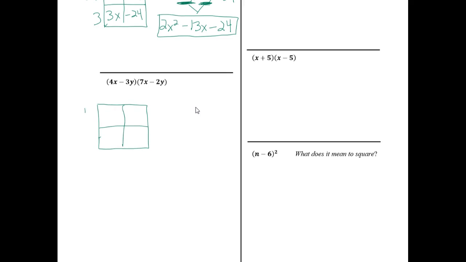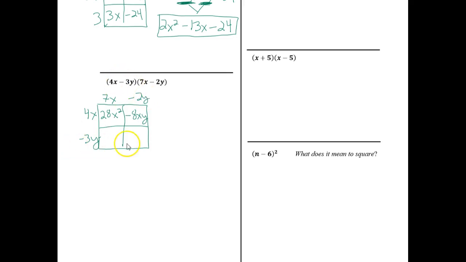And then write the terms on one side, so 4x and a negative 3y. And the other parenthesis set on another side, and then multiply them together. So 4x multiplied by 7x will be 28. X times x is x squared. Then I'm going to do 4x times a negative 2y, and I get negative 8 times x times y.